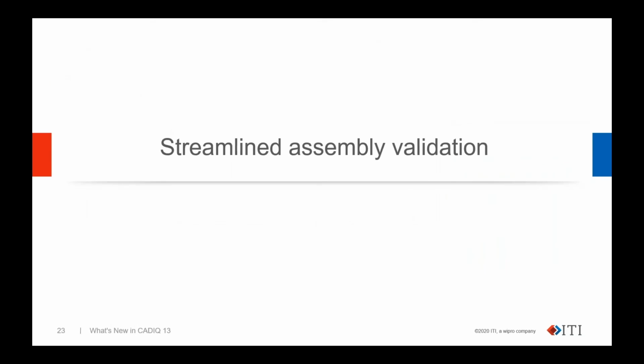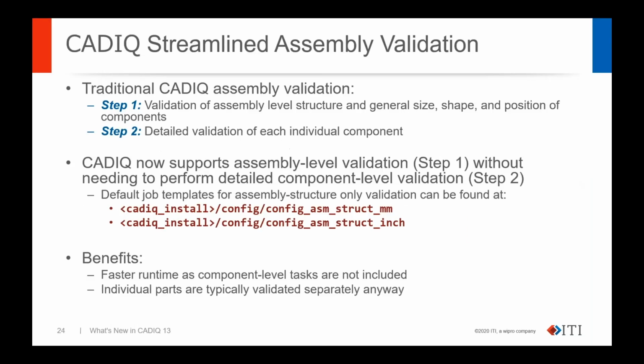One of the other enhancements is streamlined assembly validation. Typically when validating an assembly in CADIQ, there are two steps. The first step is analyzing the assembly at the assembly level, where we look at the assembly level structure, essentially the model tree, what components exist in the subassembly structure, and then analyze the general size, shape, and position of those components to determine whether a part has moved or changed position or something like that.